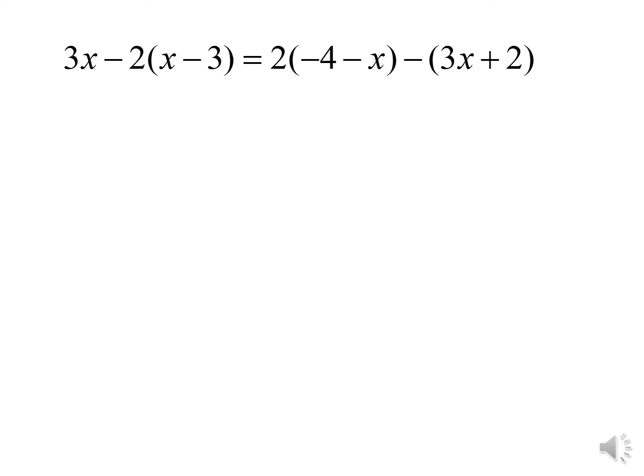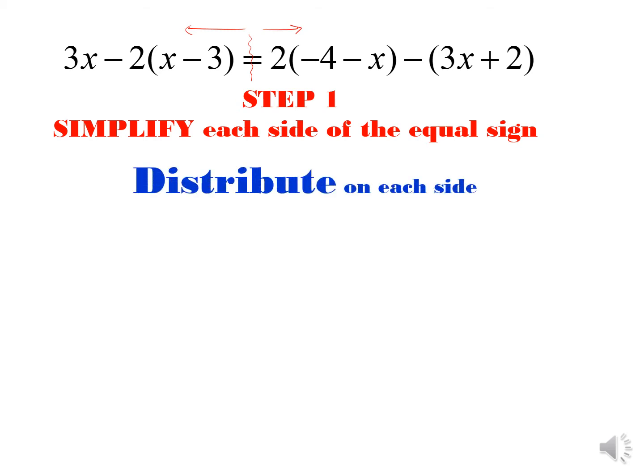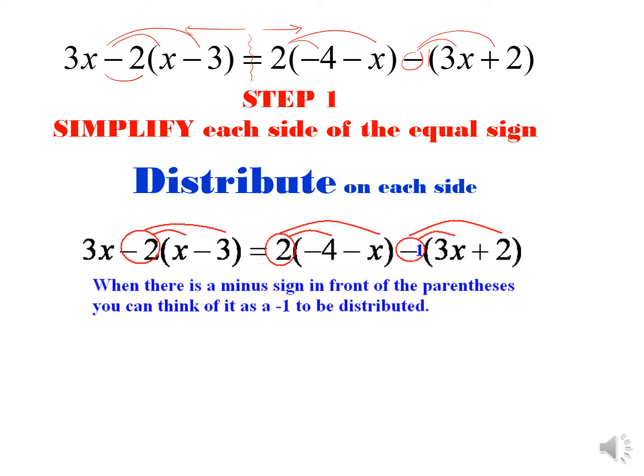So we're going to take this equation, and step 1 is to simplify each side. So whenever you're doing an equation, you want to simplify each side first. The second step is to distribute on each side. So I'm going to distribute the negative 2. Make sure you distribute the whole thing. I'm going to distribute the 2, and I'm going to distribute the negative 1. So that's showing you what to do. Don't forget, when there's a minus sign in front of the parentheses, you can think of it as a negative 1 to be distributed.